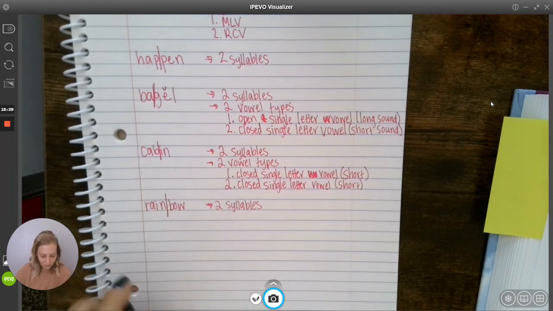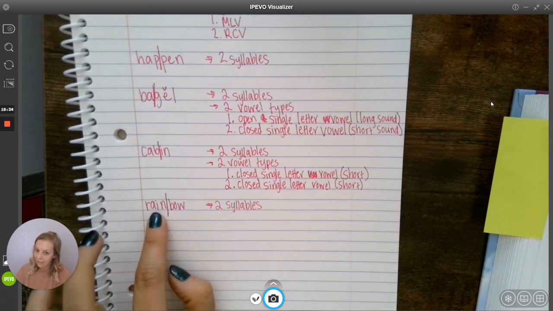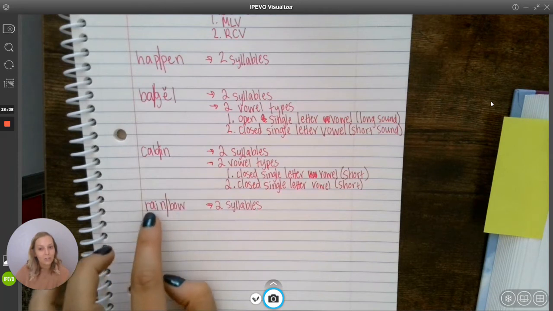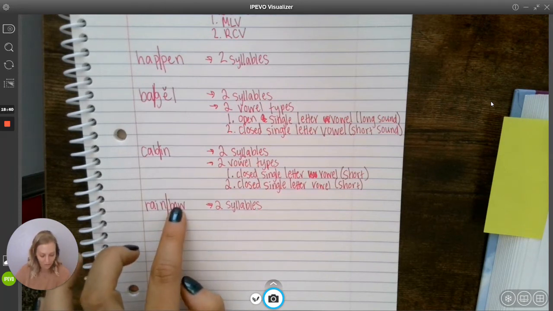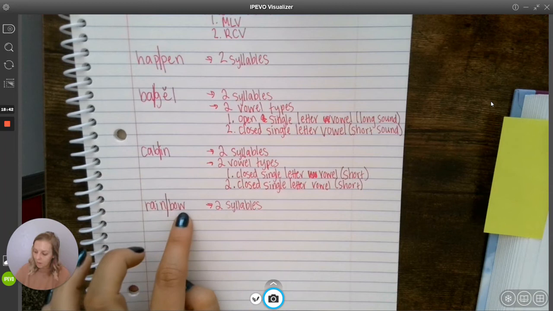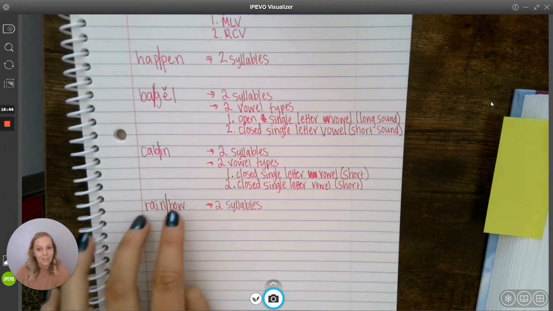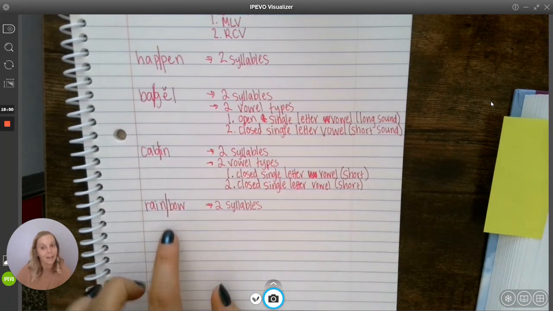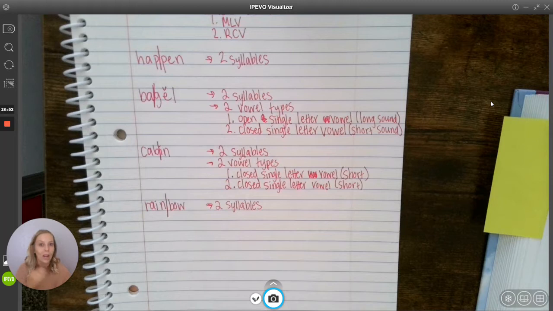What else do you notice about where the syllables divide? Looking at this and looking at this. It divides between two words, rain and bow. It's a compound word, right? Two words put together makes a compound word. Compound words usually divide between the words: rainbow, butterfly, waterfall.